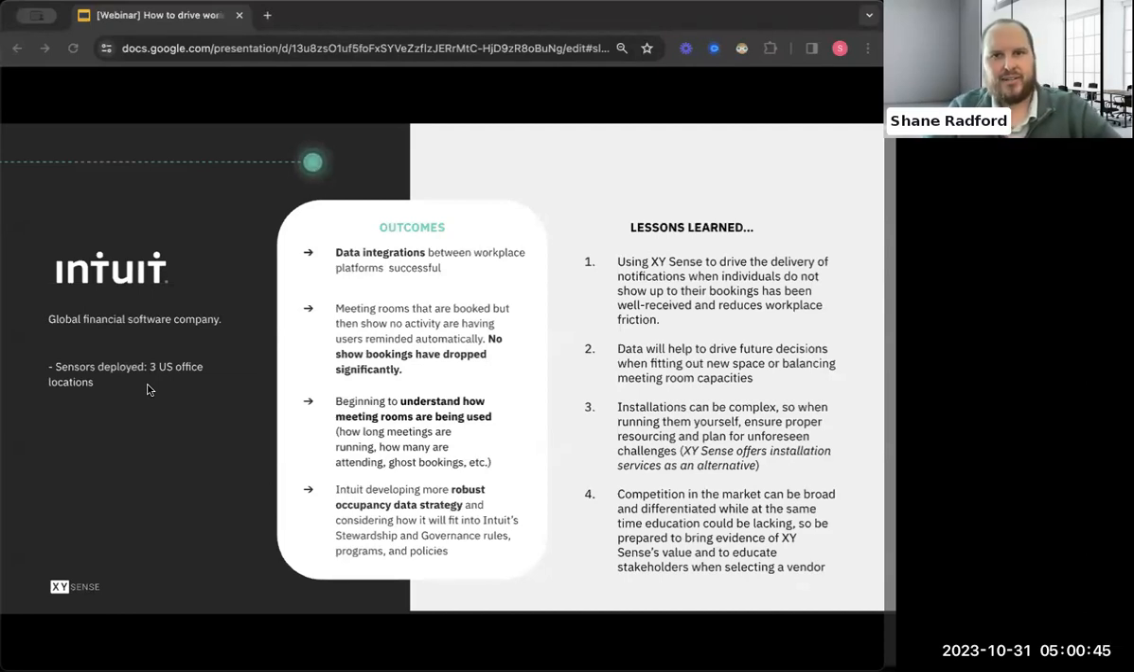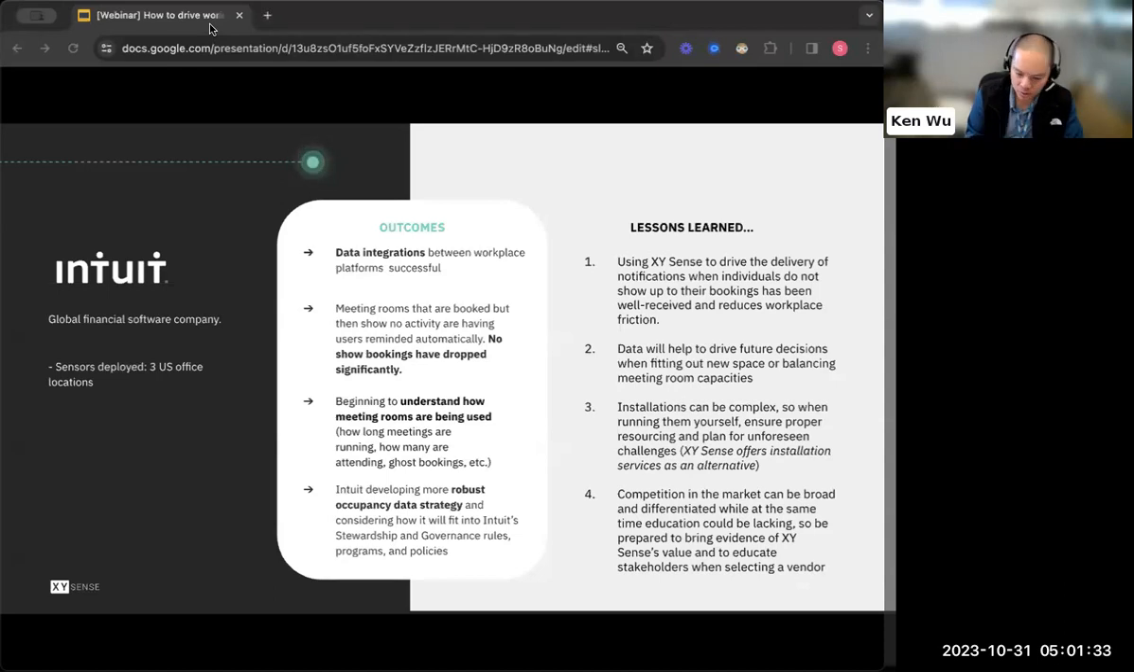One last thing, Ken, that I wanted to touch on. You mentioned when we were prepping for this webinar that the competition in the market for these sensors, measuring occupancy, can be broad and differentiated. Every sensor solution is a little bit different. While at the same time, it can be difficult to relay those conversations that you have with these providers to other internal stakeholders. So I just wanted to flag that again, for you to maybe share some insight on what kind of conversations and what kind of questions people might want to ask when they're trying to build that business case internally to select a vendor.